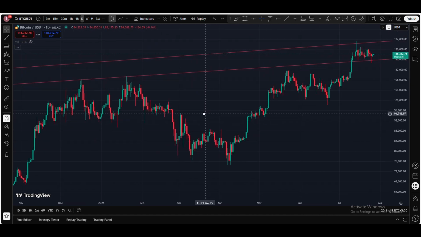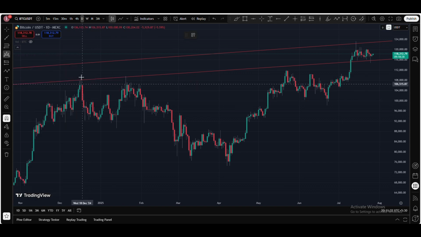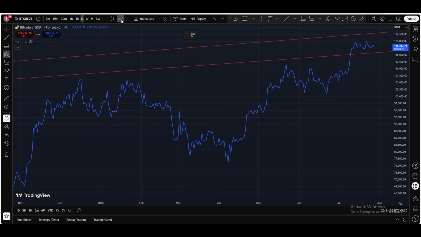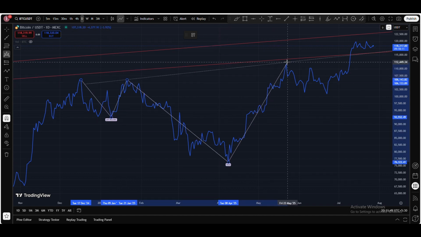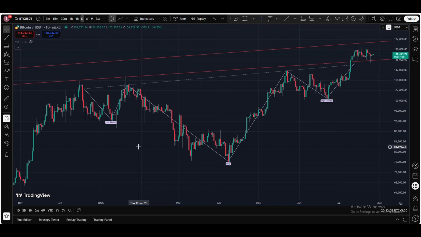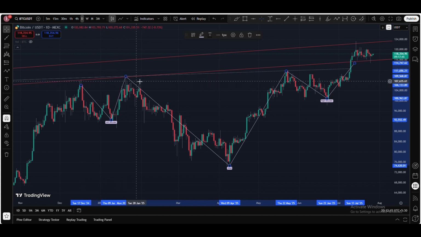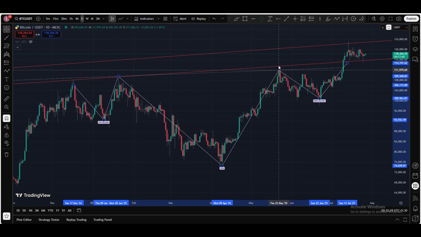Actually, you can see an inner head and shoulder pattern. You can select the patterns segment and select the head and shoulder pattern tool, and you can move to the line chart and mark the head and shoulder pattern. Now we can move to the resistance, and actually we can use the line, not line chart, we can use the candlestick chart, no problem.